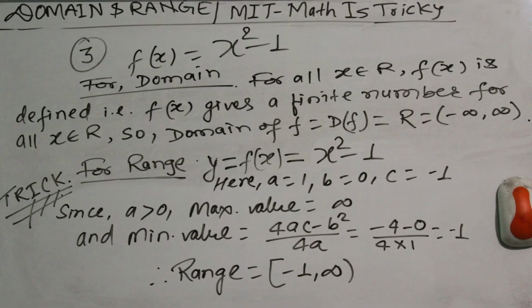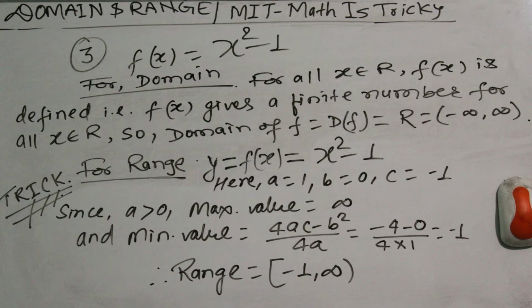So for domain, no confusion, we can directly write: domain will be the set of real numbers, because it is defined for all the real values of x. Now for range, we know the formula. Again x square, the coefficient of x square is 1, which is positive, so it gives a parabola turning upward, so a minimum value will be there, and the maximum value is obviously infinity, as it goes up and up.